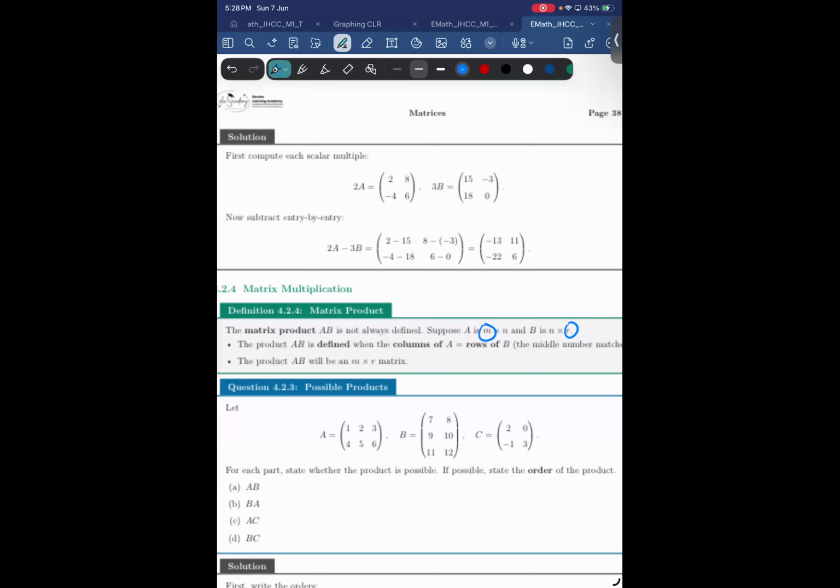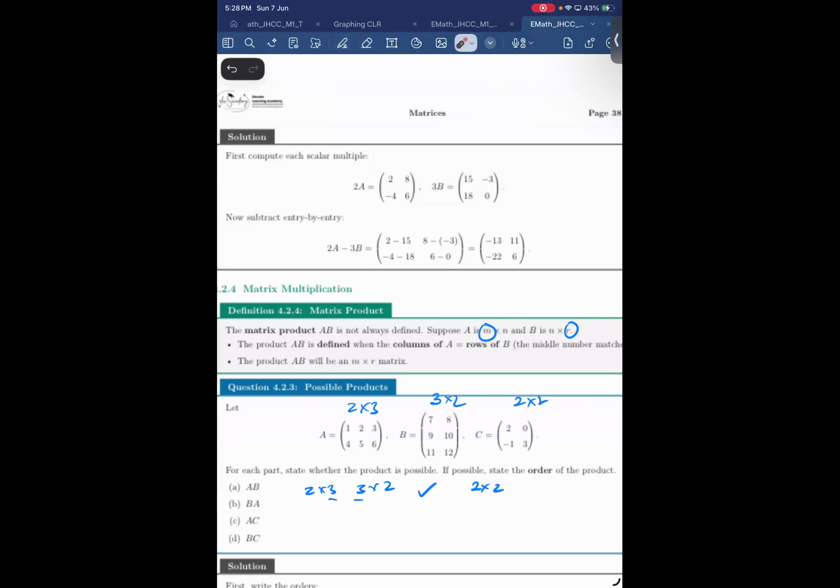So here I'll just go through whether you can compute the product. The first matrix A is 2 by 3, B is a 3 by 2, and C is a 2 by 2. So AB will be a 2 by 3 times a 3 by 2. The middle number matches, so yes, you can compute it, and the order of the product will be 2 by 2.